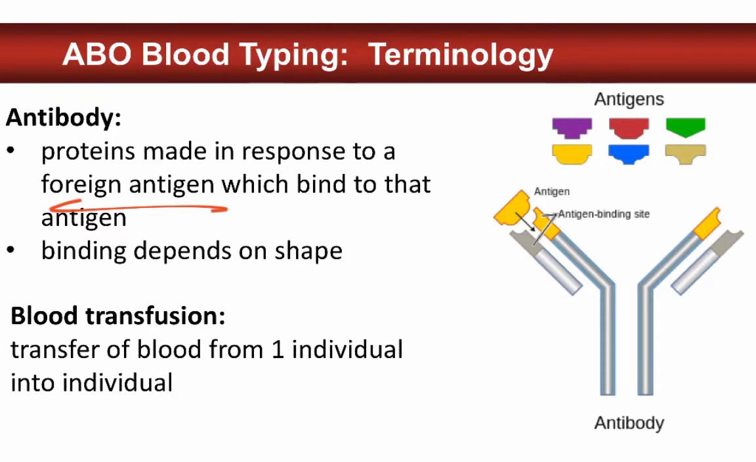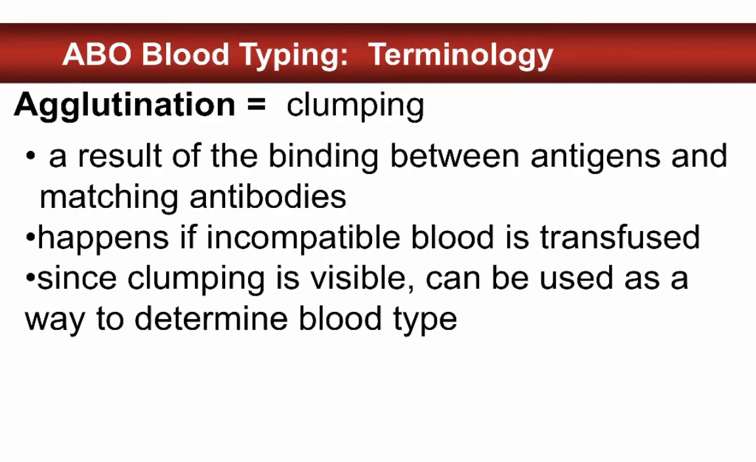Another basic term, you probably know this, but just to make sure: a blood transfusion is transfer of blood from one individual to another. Another basic term to have in your vocabulary is agglutination. Focus on the glue part of agglutination. It's the clumping reaction that you observe between antigen and antibody binding.